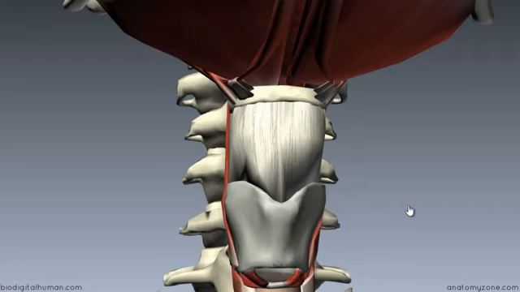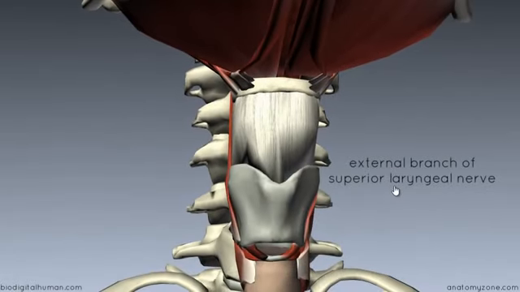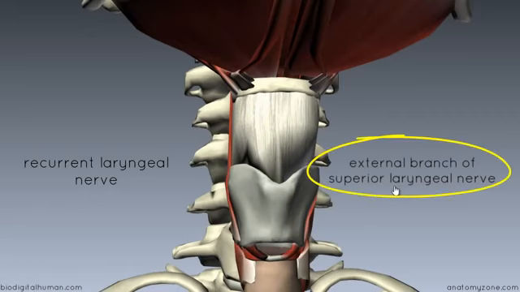So the cricothyroid muscle is innervated by the external branch of the superior laryngeal nerve, which comes from the vagus nerve. Out of all the intrinsic muscles of the larynx, which I'm going to talk about, this is the only one which is innervated by the external branch of the superior laryngeal nerve. All the rest of the muscles which I'm going to talk about are innervated by the recurrent laryngeal branch of the vagus. So remember that this one's an exception, and it's innervated by the external branch of the superior laryngeal nerve.